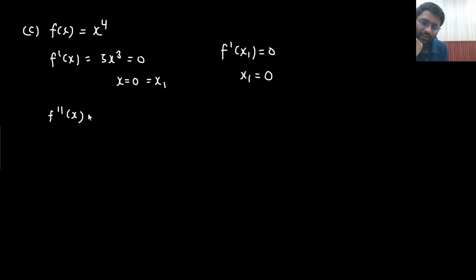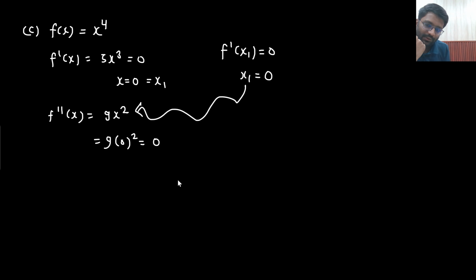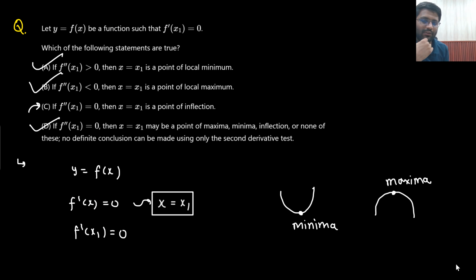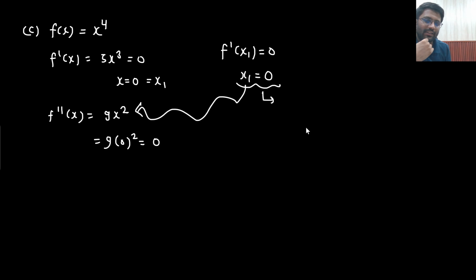If I double differentiate, what am I getting? 9x square. So if I put x1 equals 0 here, what is the value I am getting? 9 into 0, that is equal to 0 only. That means you are expecting that x1 equals 0 should be a point of inflection, as per option C. But is it a point of inflection or not? No, it is not a point of inflection.